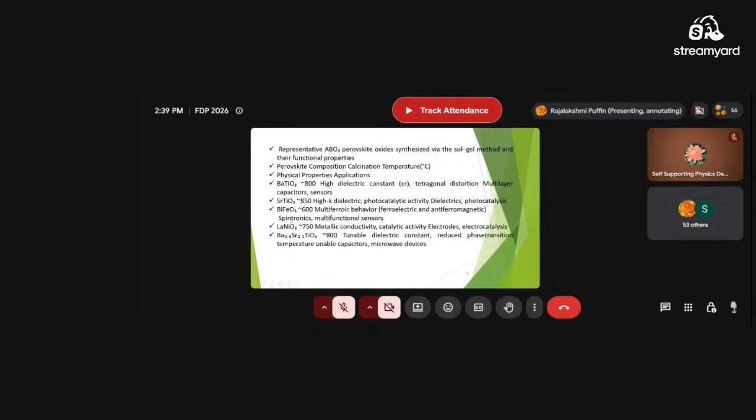And lanthanum nickel trioxide we can go for at nearly 750 before the annealing, with metallic conductivity, so it is used for electrolytes and electrocatalysts. And barium strontium titanate we can go for at nearly 800, with good tunable electric field response. So by playing with the cation and anion, we can have good devices.